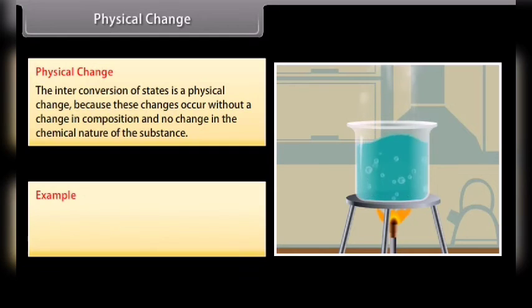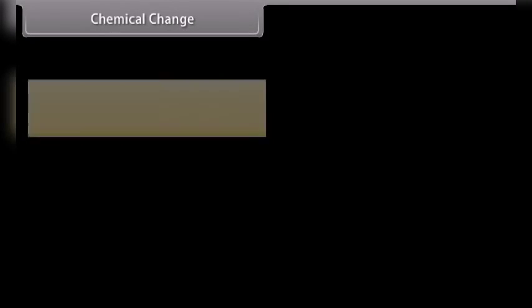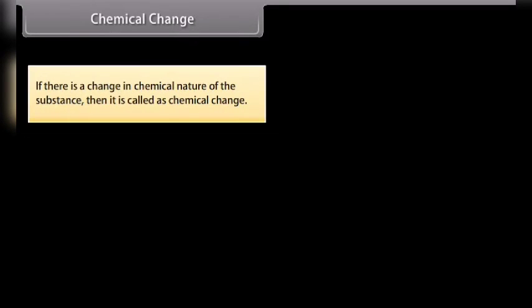For example, although ice, water, and water vapor all look different and display different physical properties, they are chemically the same. Chemical change. If there is a change in chemical nature of the substance, then it is called as chemical change.